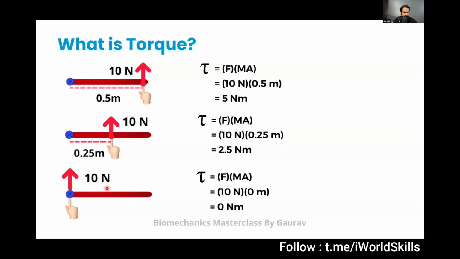Let's discuss this third example. In this third example, I've changed something again. I've changed the point of application of force again. Now I'm applying force right at this axis of rotation, or right at this point of rotation. But the direction is still the same. The magnitude of force is still the same. So basically the force is the same. The only thing that I've changed again is the point of application.